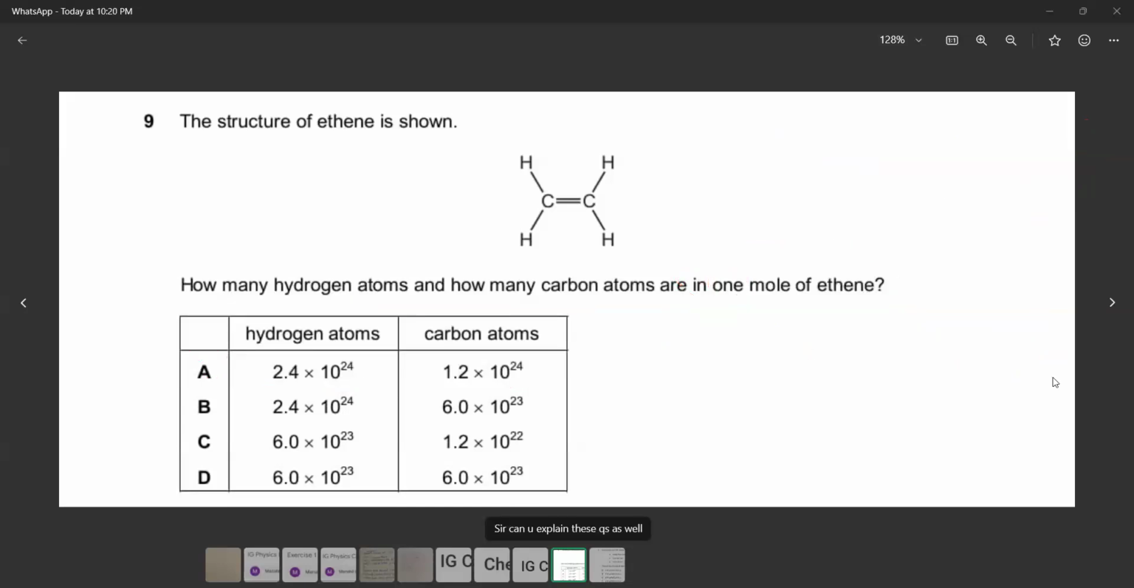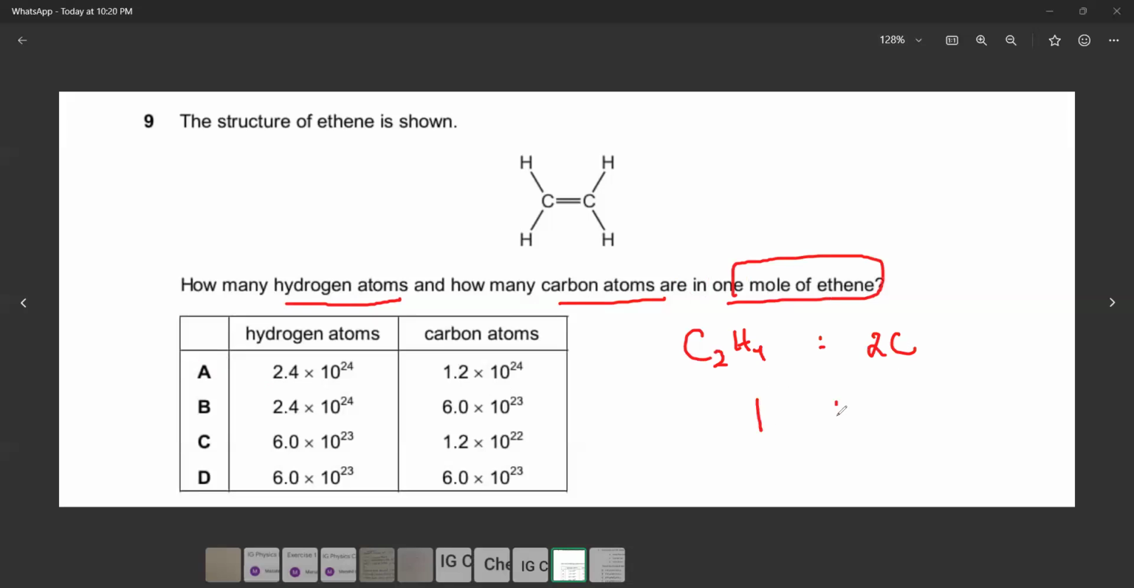Yes, I will repeat. Look, in the question, they ask how many hydrogen atoms and how many carbon atoms are in 1 mole of ethene. So if I have 1 mole of ethene, which is C2H4, how many carbon atoms are present? It contains two carbon atoms.